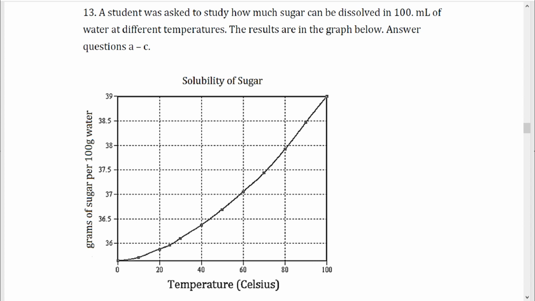In this question, you are asked to find what is the dependent and the independent variable. By looking at the data given, a student was asked to study how much sugar can be dissolved in 100 milliliters of water at different temperatures. The results are in the graph below. Answer questions A to C.